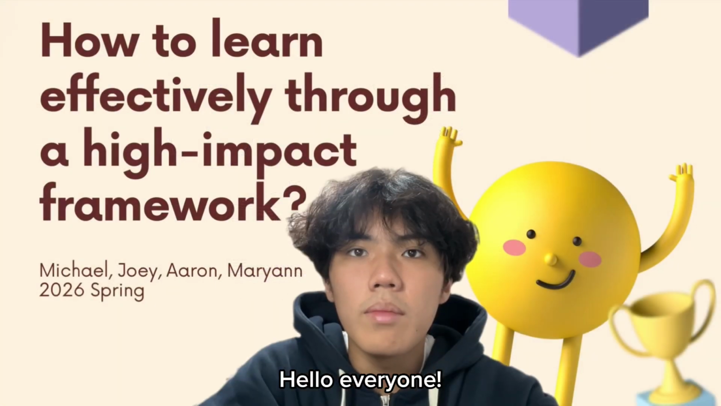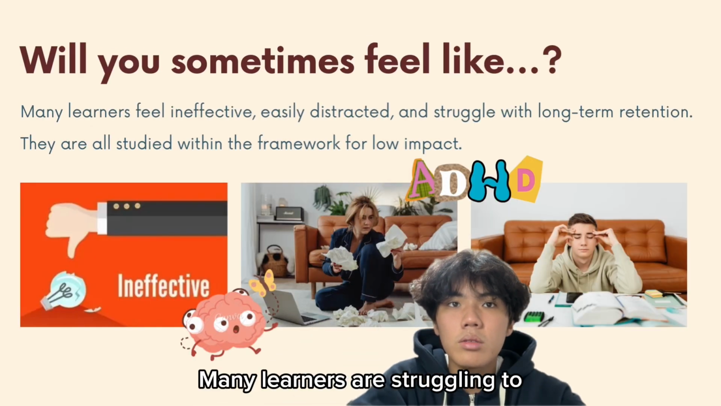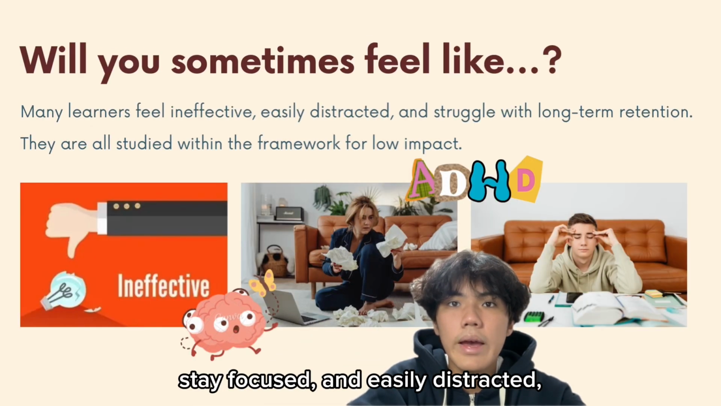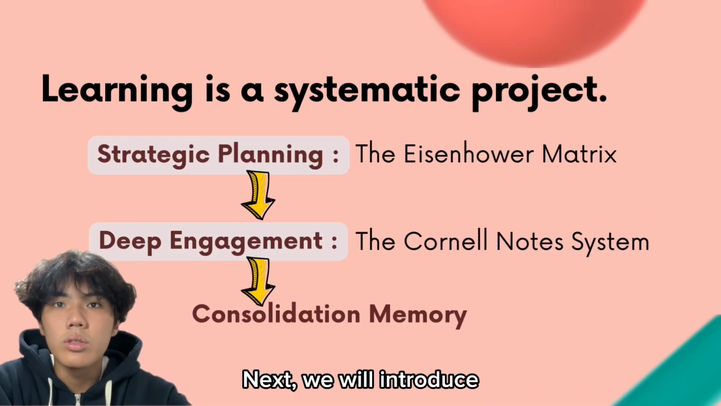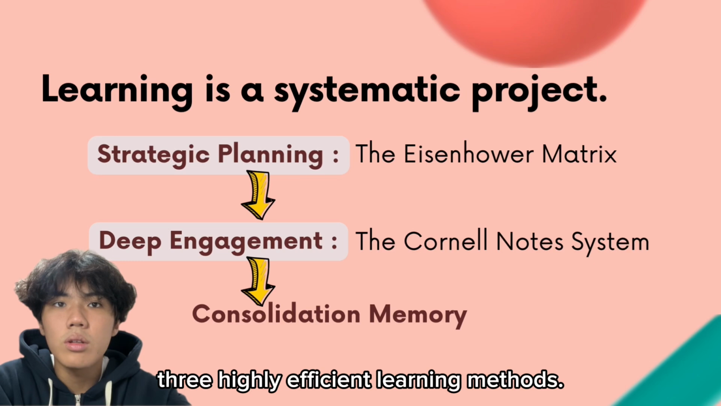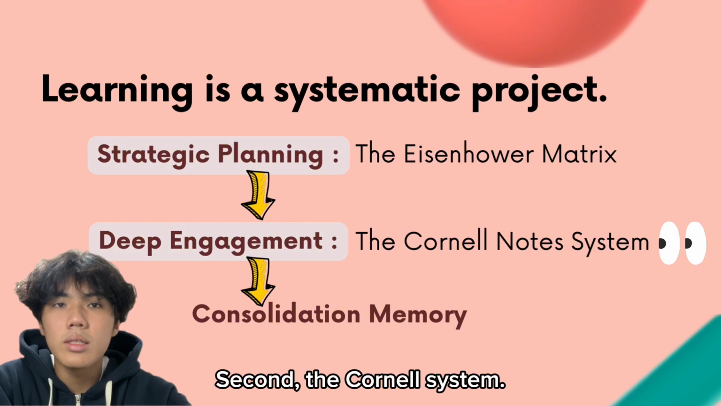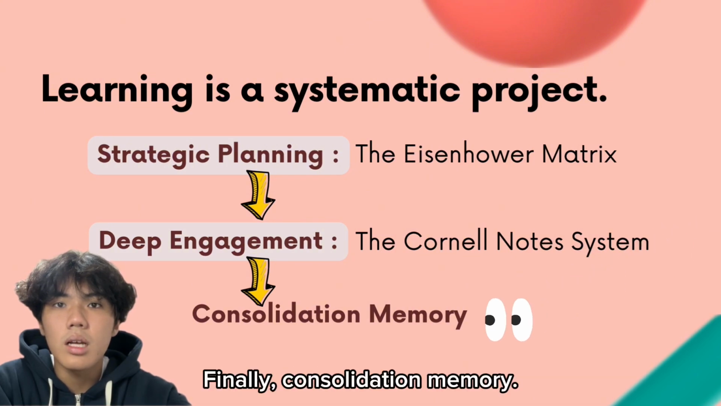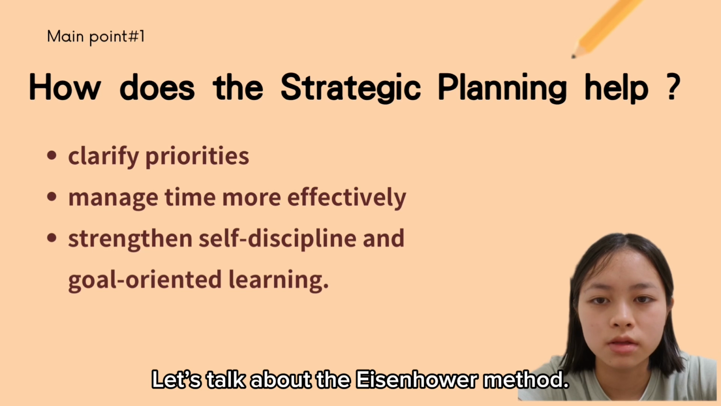Hello everyone. Let's start with how to learn effectively through a high-impact framework. Many learners are struggling to stay focused and easily distracted, resulting in poor academic performance. Next, we will introduce three highly efficient learning methods. First, the Eisenhower method. Second, the Cornell system. Finally, consolidation memory. Let's talk about the Eisenhower method.